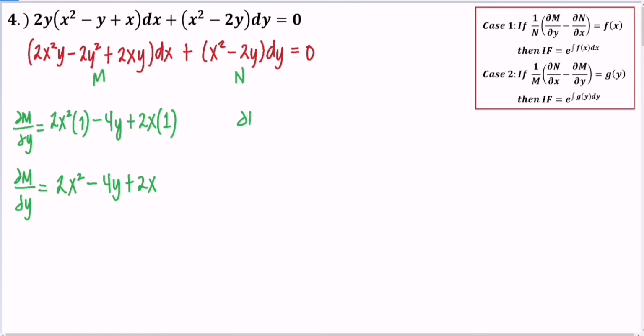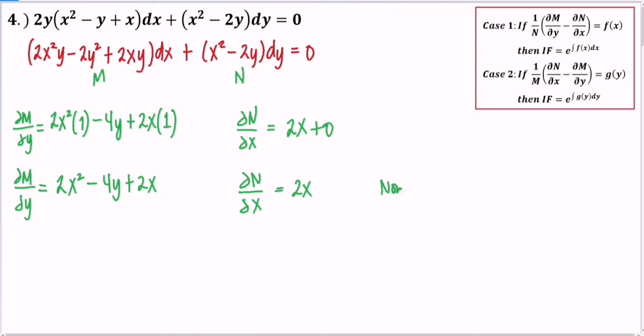And then, let's get the partial derivative of n in terms of x. So, this one is in terms of x. The derivative of this is 2x. And then this one is a constant, right? So that means plus 0. So, the partial derivative of n in terms of x is 2x.